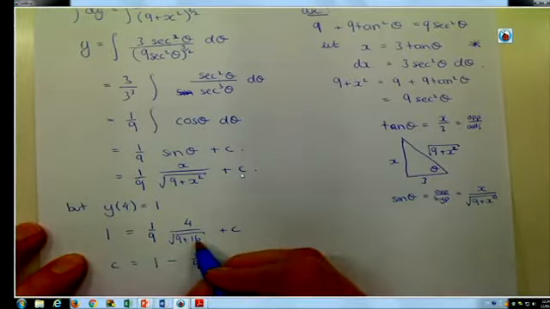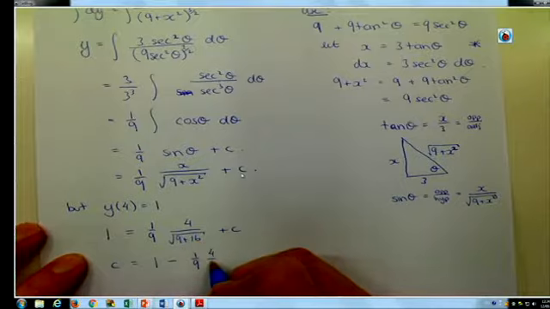Now 9 and 16 is 25, square root is 5, so that's just 4/5.